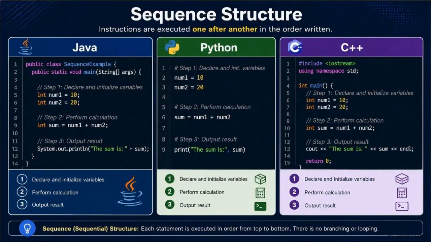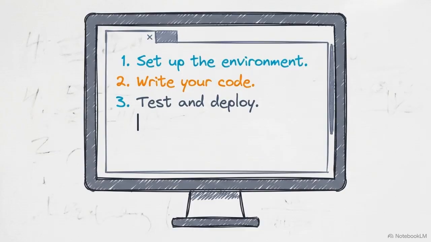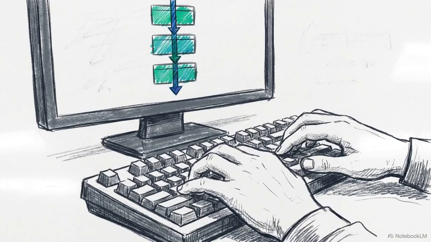Computers read code in the same way. Whether looking at Java, Python, or C++, machines follow instructions sequentially, top to bottom. Because of this order, you declare variables and perform calculations before printing the final result. Sequence is the baseline of all programming. It guarantees that operations occur exactly in the order the developer intended.